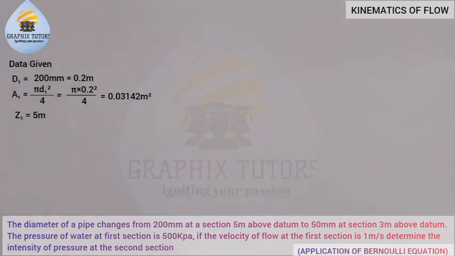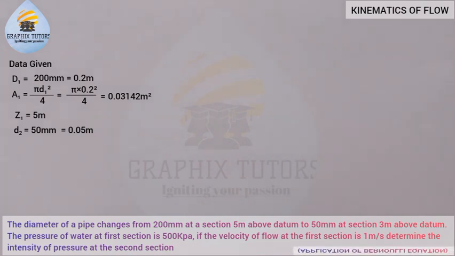Now move forward to 50 millimeter at section 3 meter above the ground. Now the diameter of the pipe changes. That means it is now reducing, right? It changes to what? 50 millimeter. So I'm using D2 to represent that particular diameter there. So D2 will be equals to 50 millimeter. Converting it into meter, I have to divide by 1000. So 50 divided by 1000 will give us 0.05 meter, right?